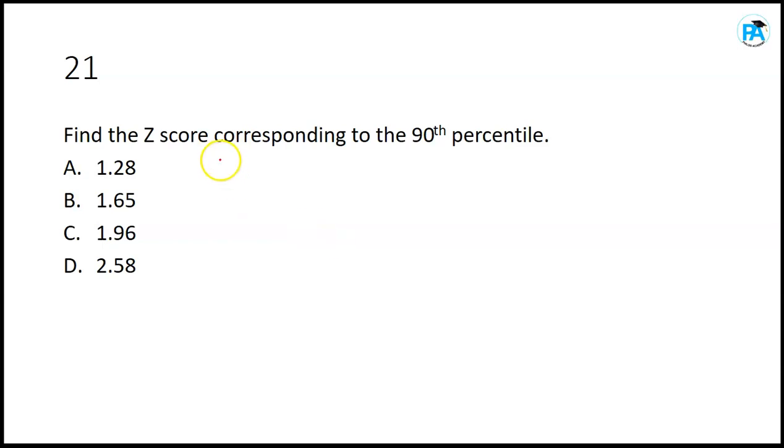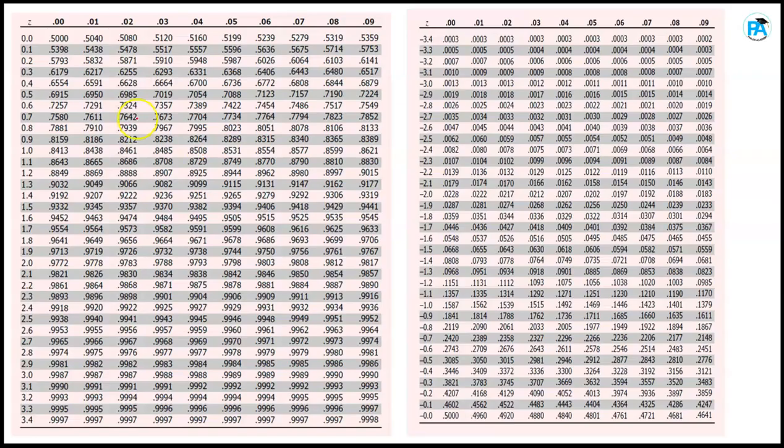Meaning you know the area and you want to find the z-score. The question says find the z-score. So you look for 0.9000 here. You can't get 9000 exactly, but it's between this and this. Since it's between the two of them, you take their values, add them together, and divide by two. You have 1.28 and 1.29. So you take their z-scores, 1.28 plus 1.29 divided by 2. You get 1.285.